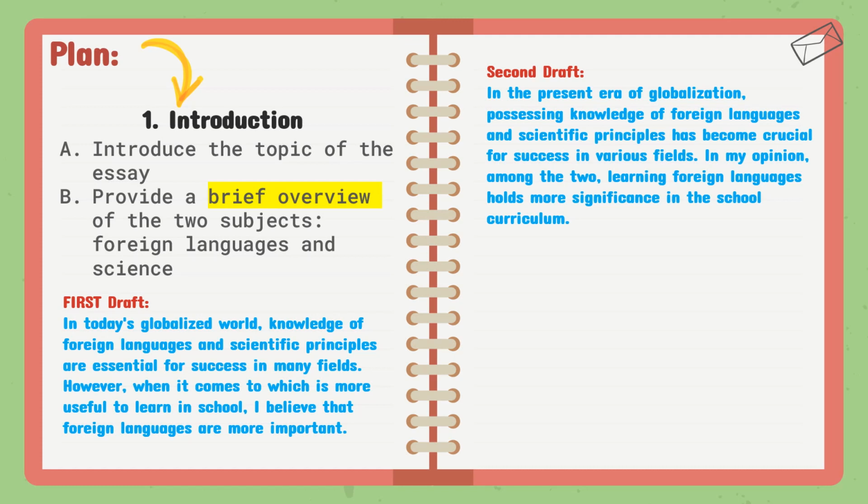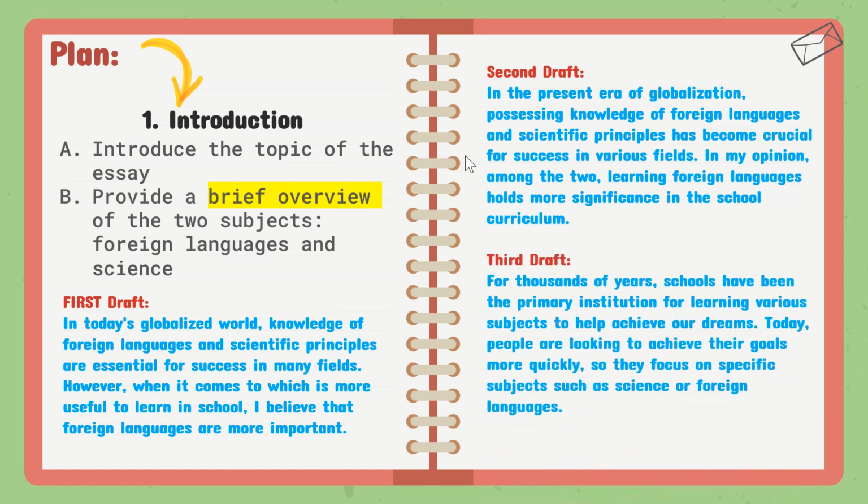I'm not convinced with the second draft. I can write a third draft. So the third draft, for example, I can say this one is different. I can say, for example, for thousands of years, schools have been the primary institution for learning various subjects to help achieve our dreams. Today, people are looking to achieve their goals more quickly, so they focus on specific subjects such as science or foreign languages.